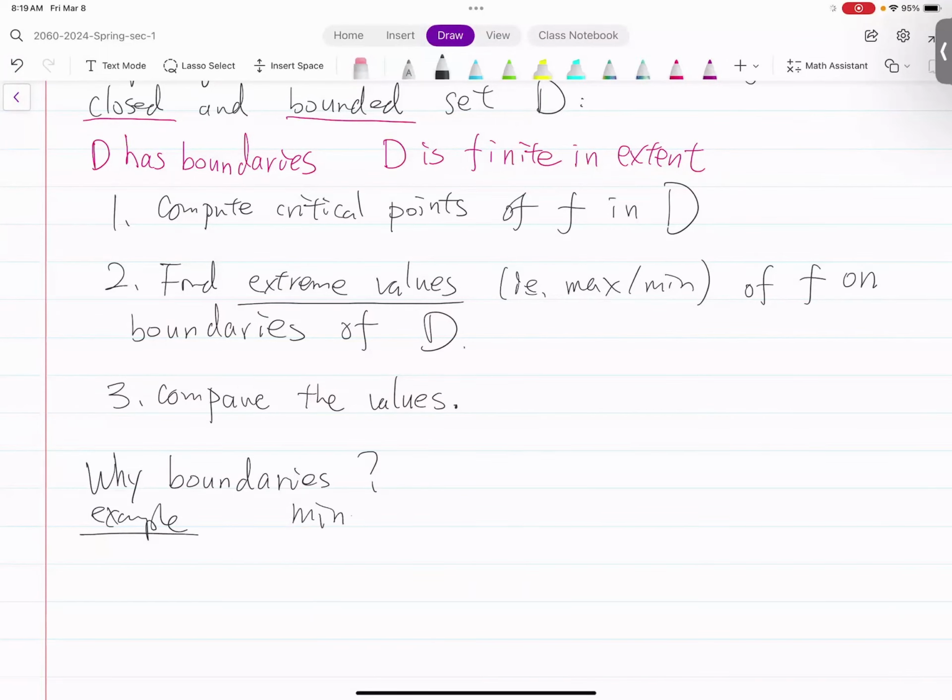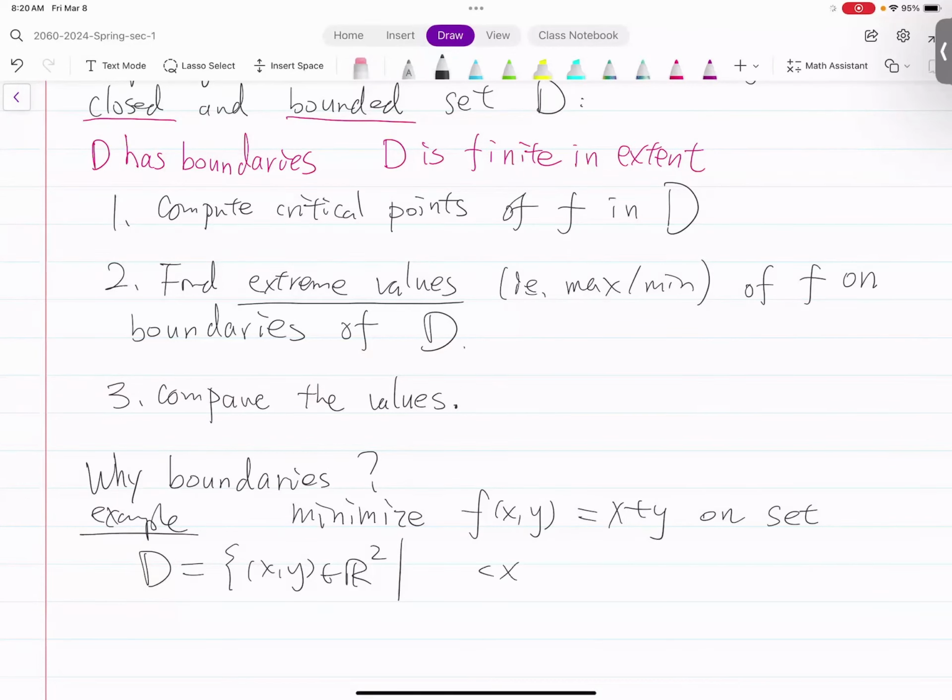Here we want to minimize a function f of x, y, but now the function is a linear function. It's just x plus y. So the function is simple, but here we want to define a set as a domain D, which equals all the x, y pairs in the two-dimensional space, but now x is between 0 and 3, and y is between 0 and 2.